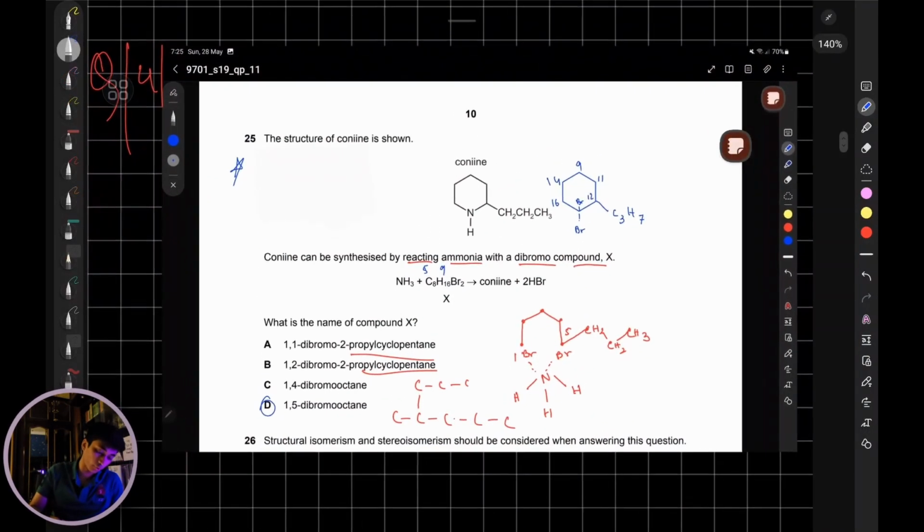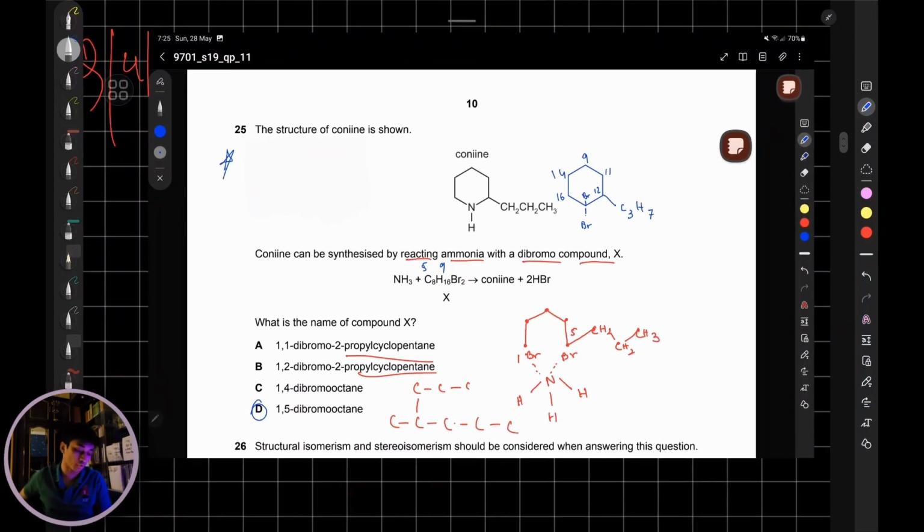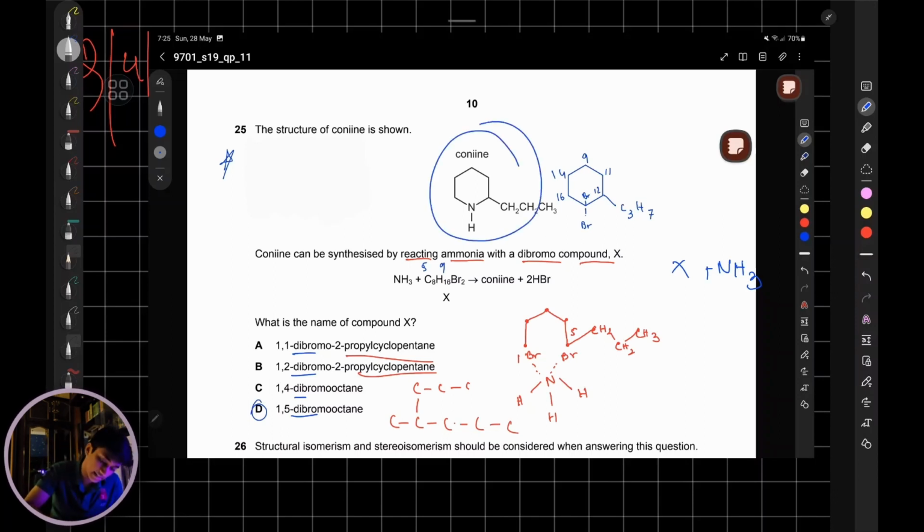All right, question 4. The structure of conine is shown. This is your conine molecule. And conine can be synthesized by reacting ammonia with dibromo compound X. Compound X is such a molecule that has 2 bromine atoms, right? What is the name of compound X? Okay, it's definitely going to have 2 bromo atoms, that's for sure. But the important part over here is when you react this compound X with NH3, what's going to happen is it's going to form this cyclic compound.